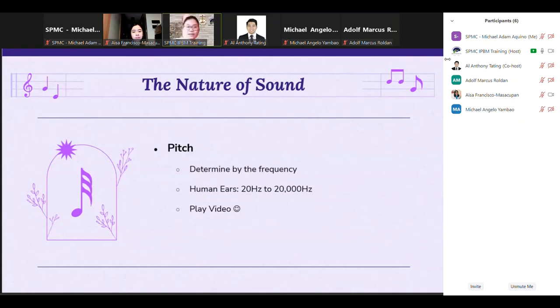So although humans can hear a great range of frequencies, there are high and low sound waves, sound frequencies our ears cannot hear. So just as there are electromagnetic waves of light that our eyes cannot see.